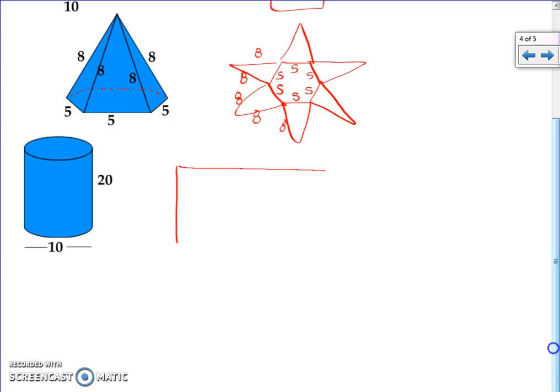We've got a long rectangle, and the circles can attach anywhere. They don't have to be on the same end. So we would roll that up like this, and then the top and the bottom would flap down. We would have our cylinder. So what number goes along this side right here? 10. 20. This is the height of the cylinder. That's 20.